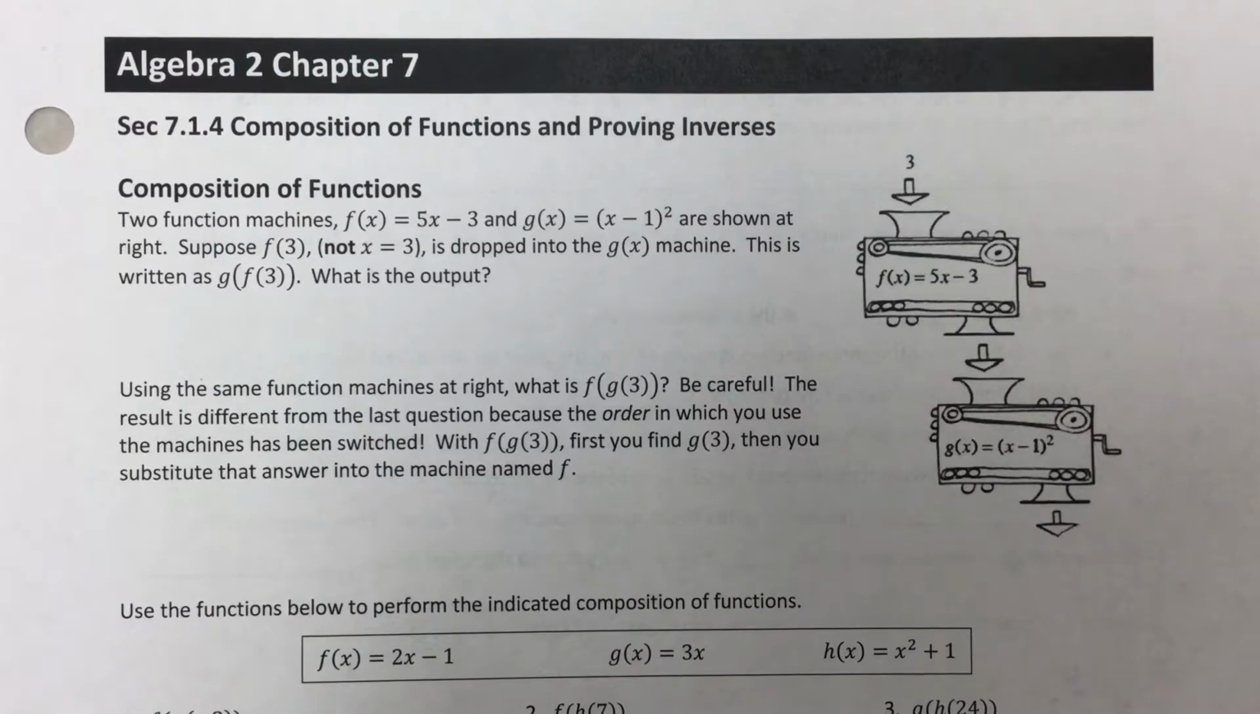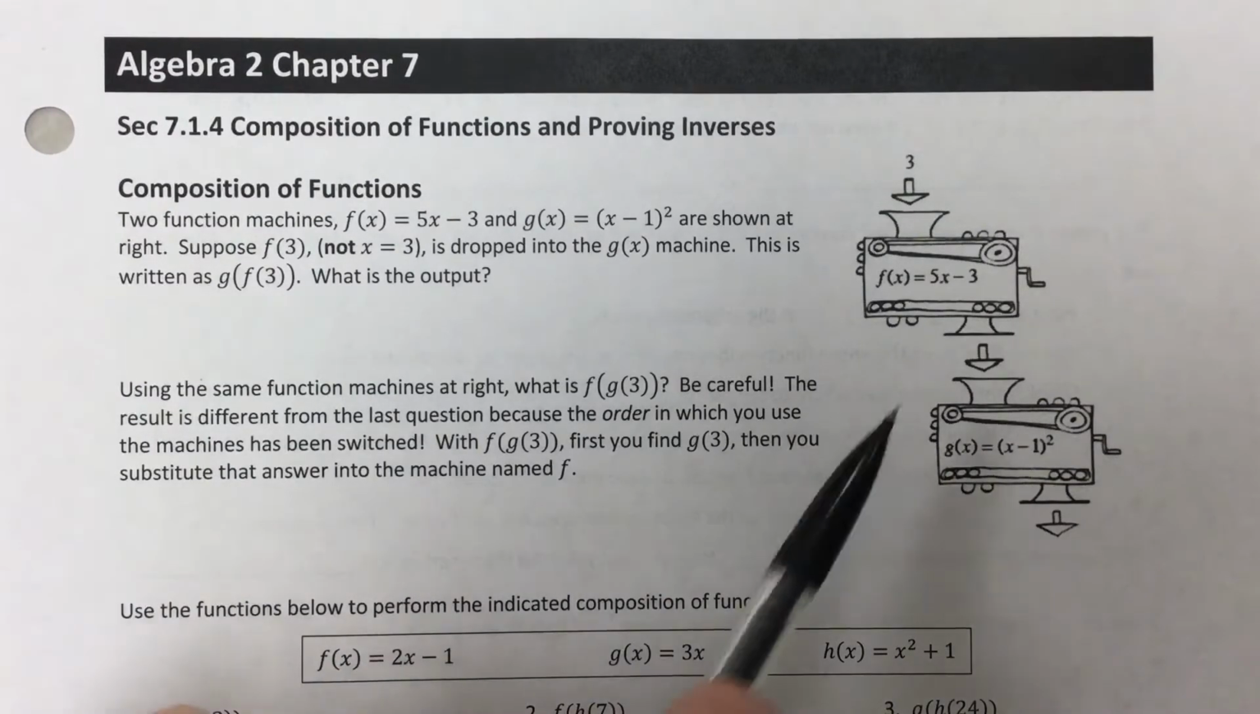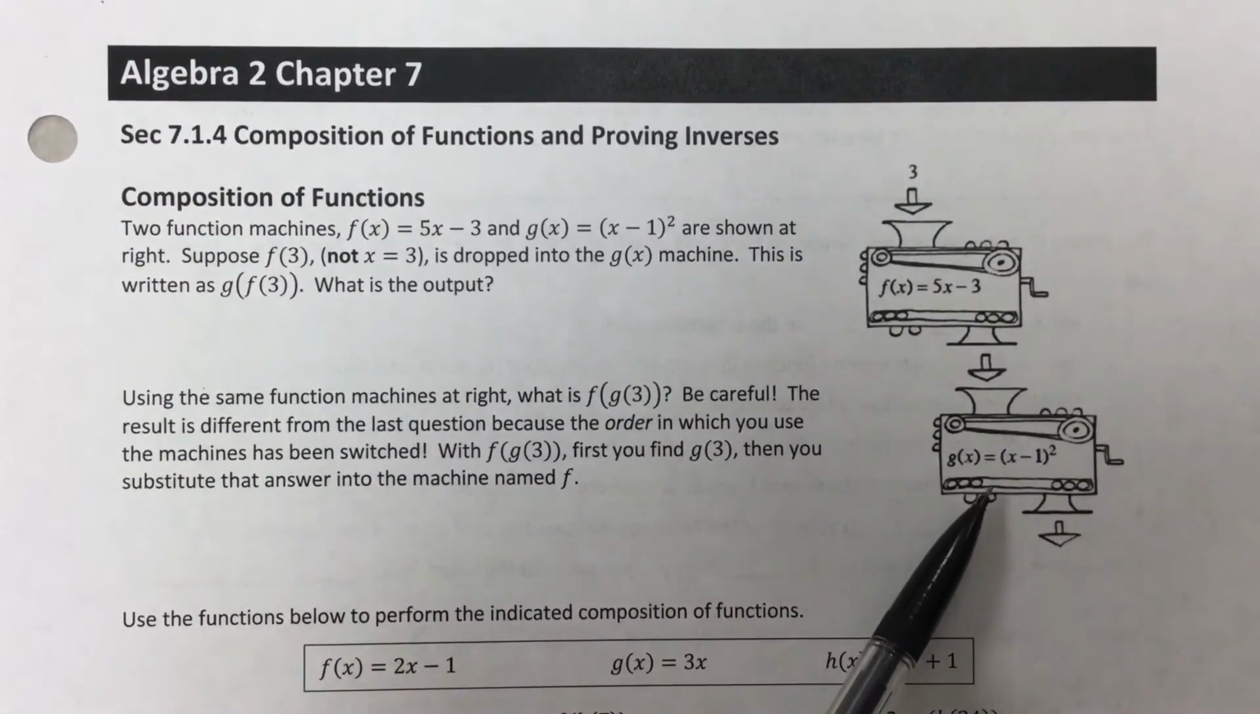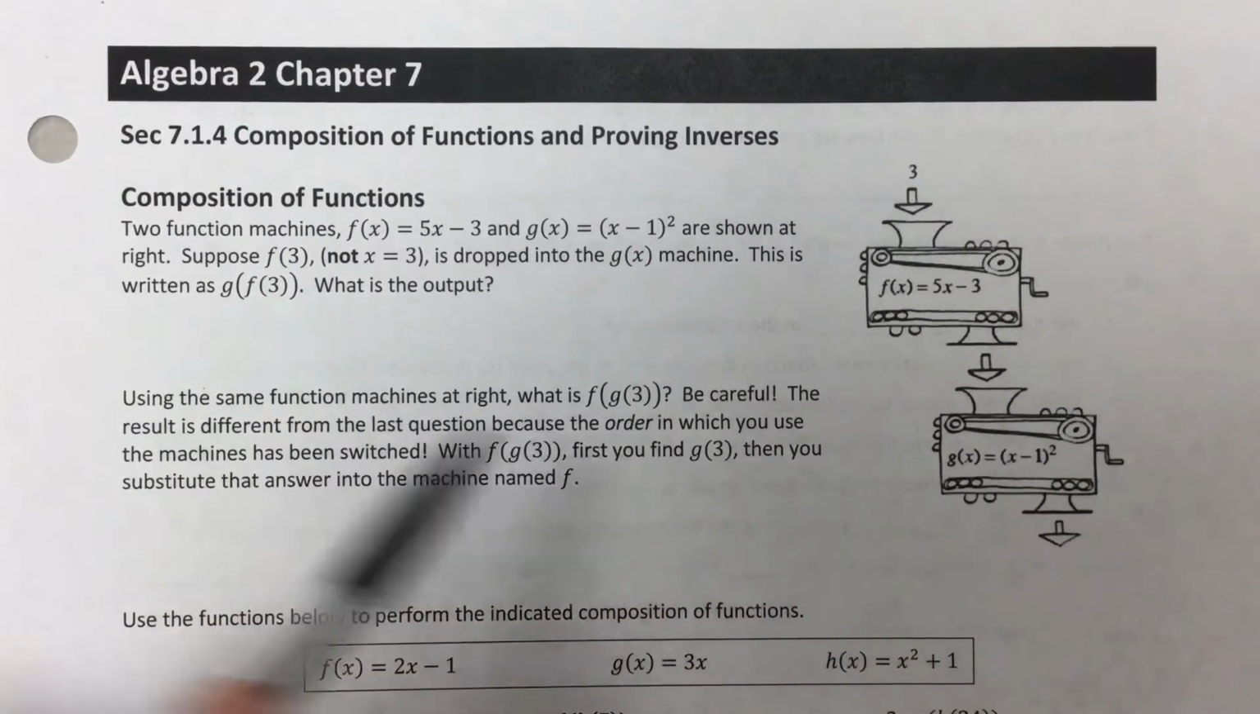Today we're looking at composition of functions, and then we're also going to look at proving inverses after this video. So the first thing we want to look at is what a composition of functions is. It says we have two function machines, f of x equals 5x minus 3, and g of x equals (x minus 1) quantity squared. And they're shown right here on the right.